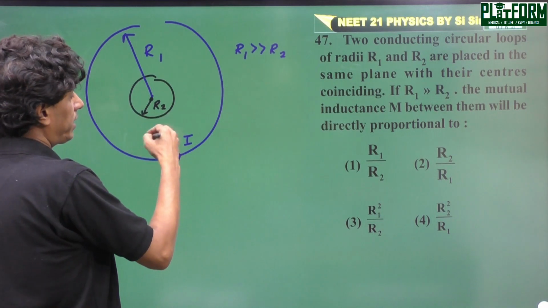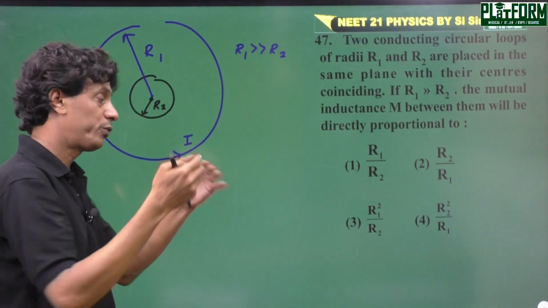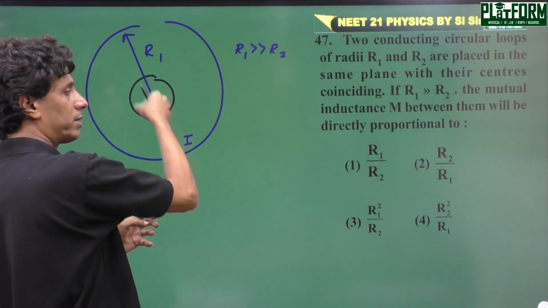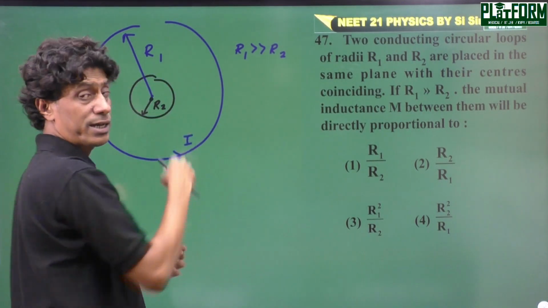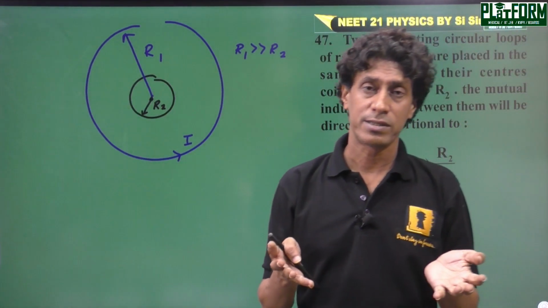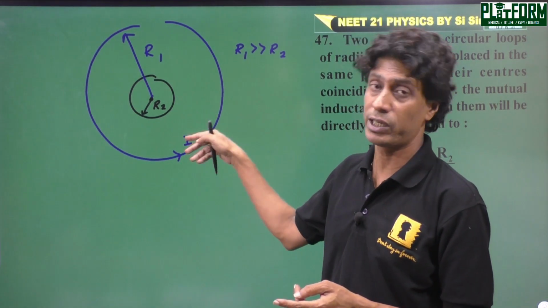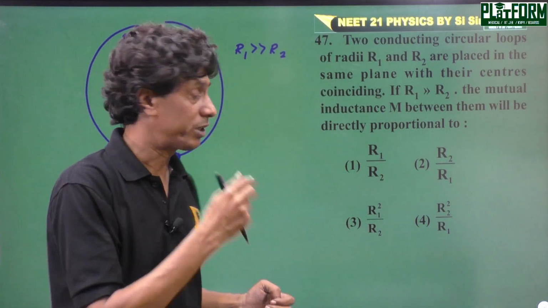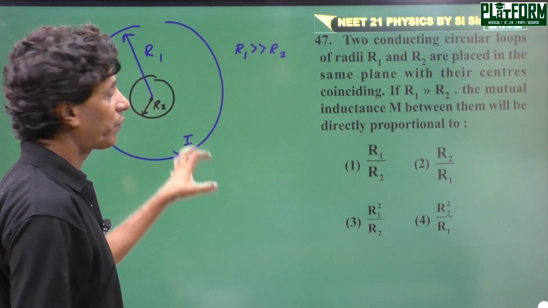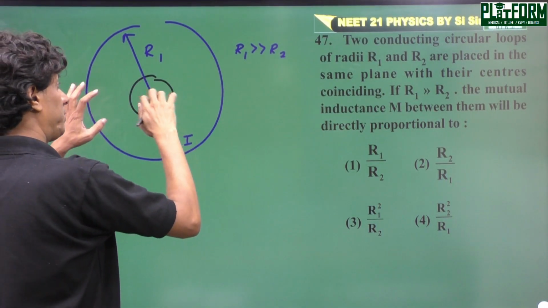But if we take the current through the circle of radius R2, the mutual inductance will remain the same. If we imagine the current I passing through the inner circle, the mutual inductance of this combination will also remain the same, because whether we take the current in the outer circle or the inner circle, the mutual inductance does not change, because their orientation and separation are fixed. They are both circular coils placed concentrically.